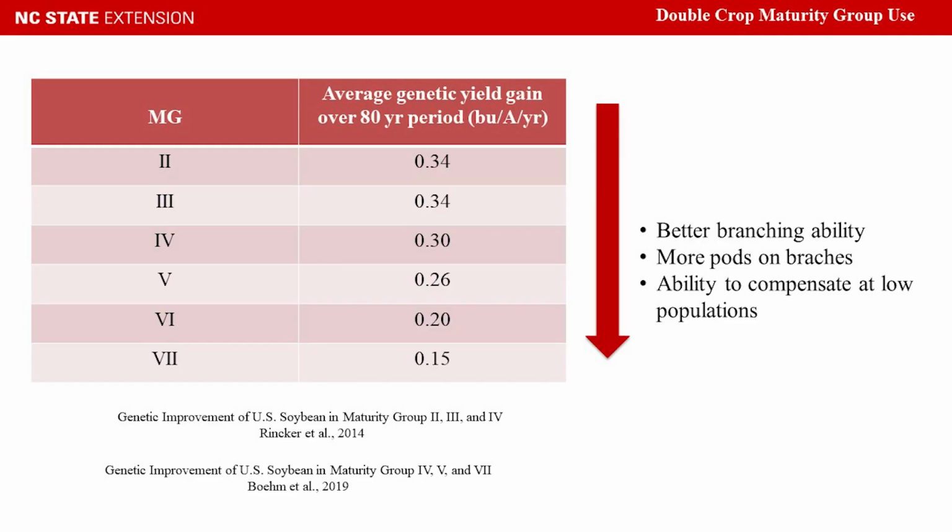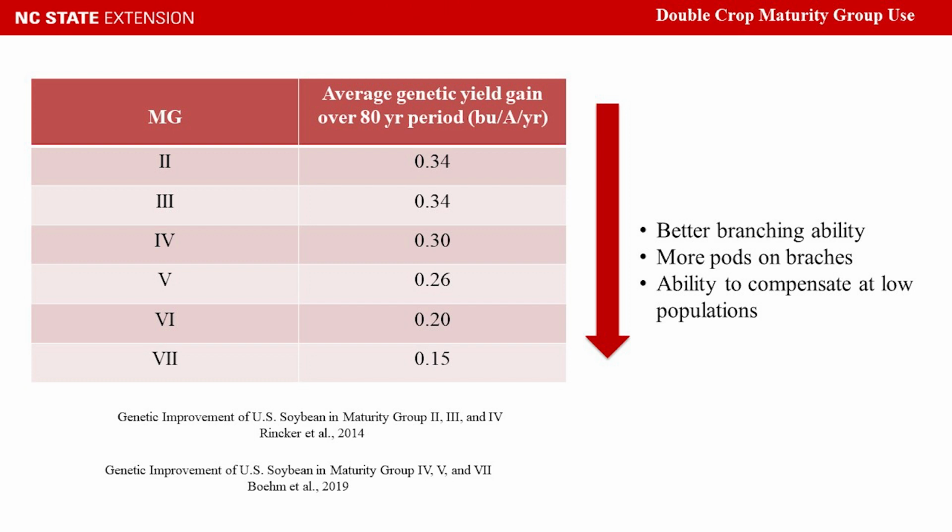So the genetics are better in the earlier maturing varieties, and I think that's a reason why they're often optimizing yield in both a full season situation and why they can hang optimizing yield in a double crop situation when they're flowering much earlier than some of these other maturity groups. I'll also just throw out that the breeders are making these genetic improvements in earlier maturing varieties specifically through making sure they have better branching ability, that they can put more pods on branches, and that they have the ability to compensate at low populations.